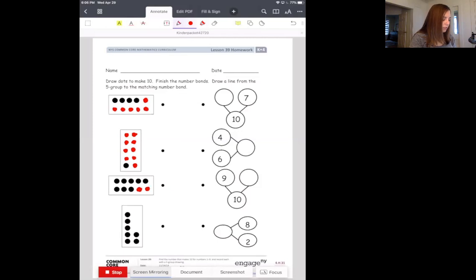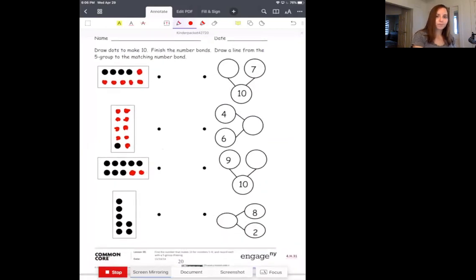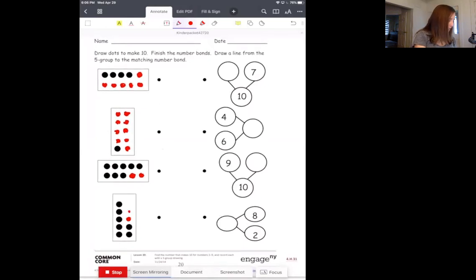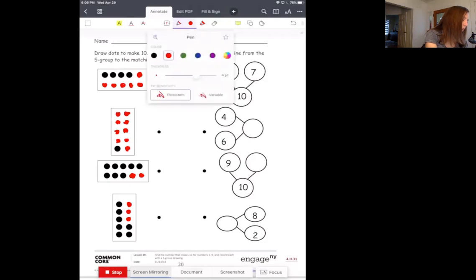So go to that last rectangle. We're going to count 1, 2, 3, 4, 5, 6, 7. What number comes after 7? Good. 8, 9, 10. That's the first part. Now I want you to go back and get your pencils. So put your crayon down, go back and get your pencils.